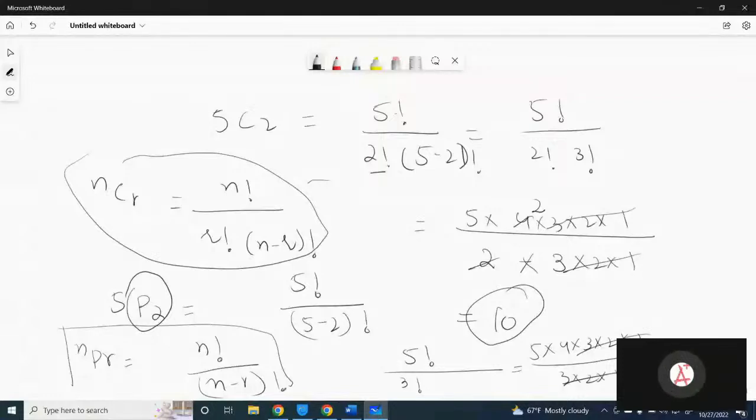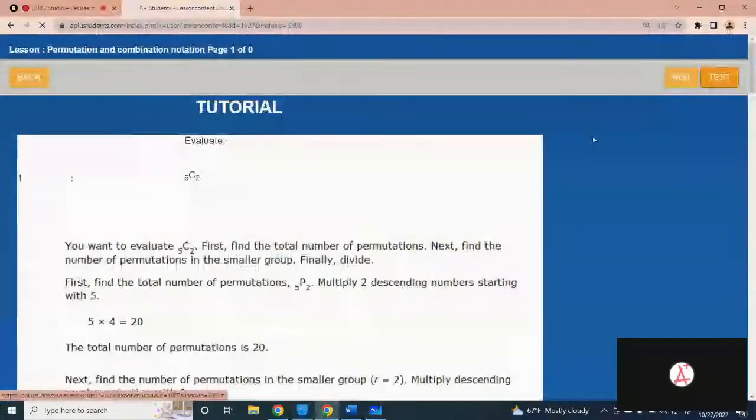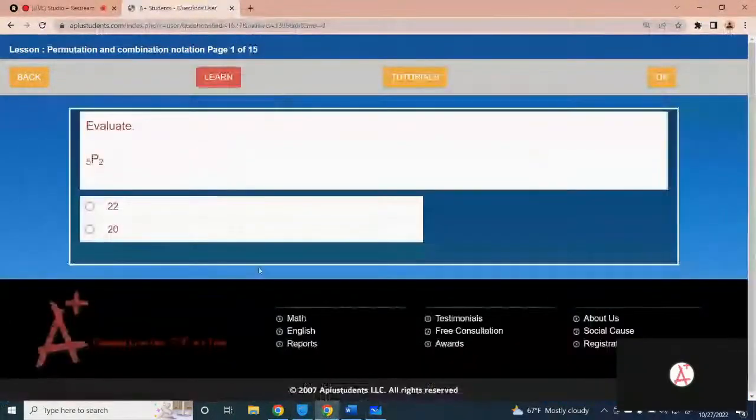On the top right corner we have a test button. Let's start with the test. Okay, the first one is you have to calculate 5P2. So we just did this one on the board. The answer is 20. Just select the correct option and click on the OK button.